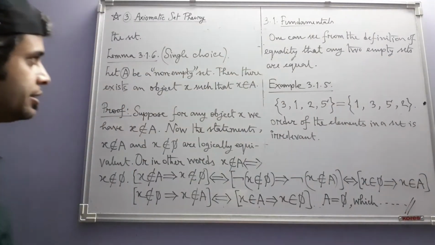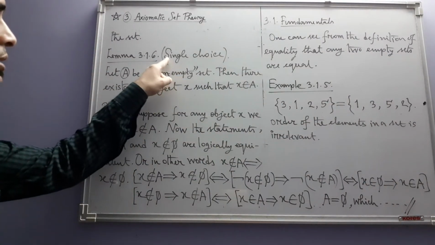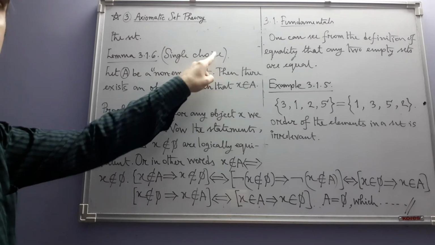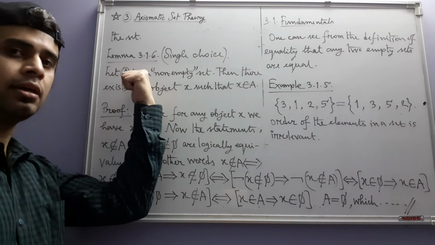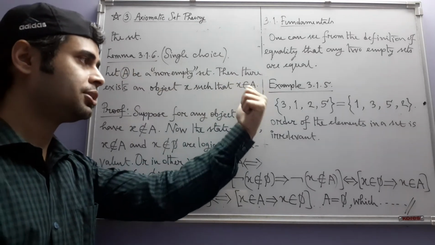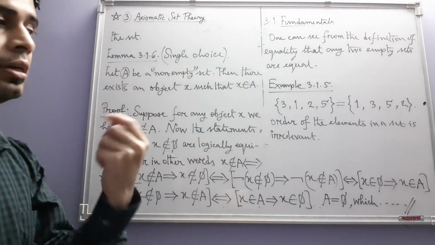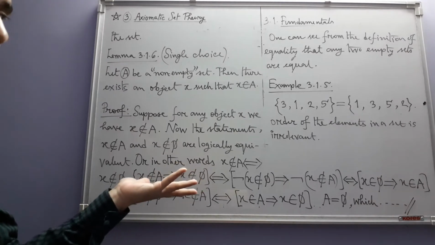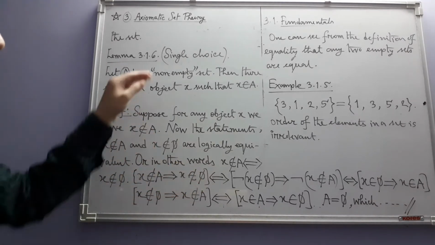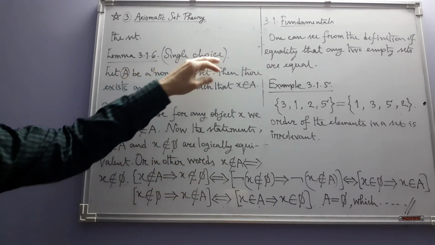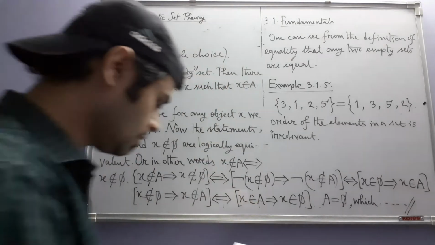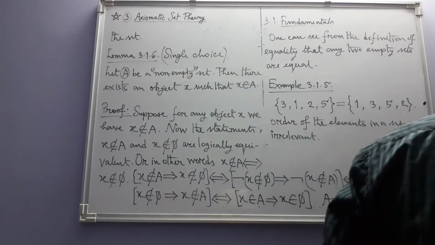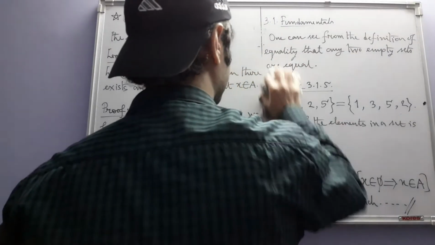Now, what does this lemma tell us? Why is it called single choice? It tells me that if I have a non-empty set A, then from that non-empty set I can choose an element. That's what this result tells me. So that's why it's called single choice. From one non-empty set I can choose one element. Now, regarding that, there is a remark.